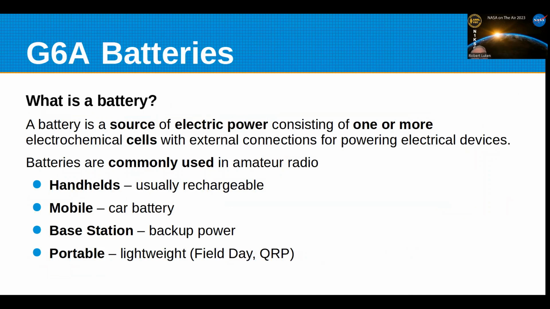Okay, batteries. A battery is a source of electrical power consisting of one or more electrochemical cells with external connections for powering electrical devices. A nice sort of legal sounding definition. We typically use them in amateur radio and handhelds. This is rechargeable batteries. If you're mobile, running off a car battery, which is a rechargeable lead acid battery, at least in most cars.